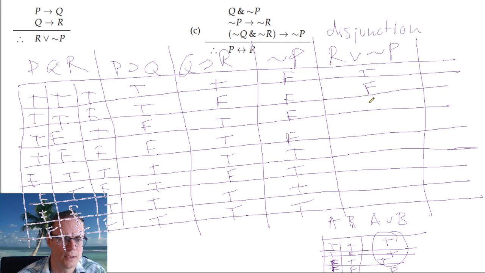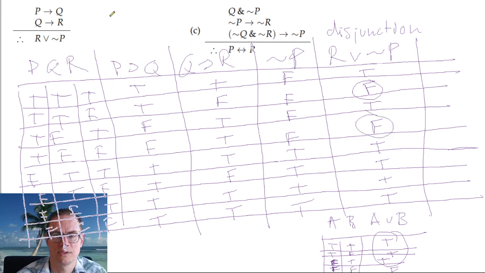On this line, is R true? Yep. Well, then the whole thing is true. On this line, is R true? No. Is not P true? No. False. On this line, is R true? Yep. On this line, is R true? No. Is not P true? Yes. So it's still true. On this line, is R true? Yep. And on this line, is R true? No. Is not P true? Yeah. So it's still true. So we have trues except for those 2 lines.